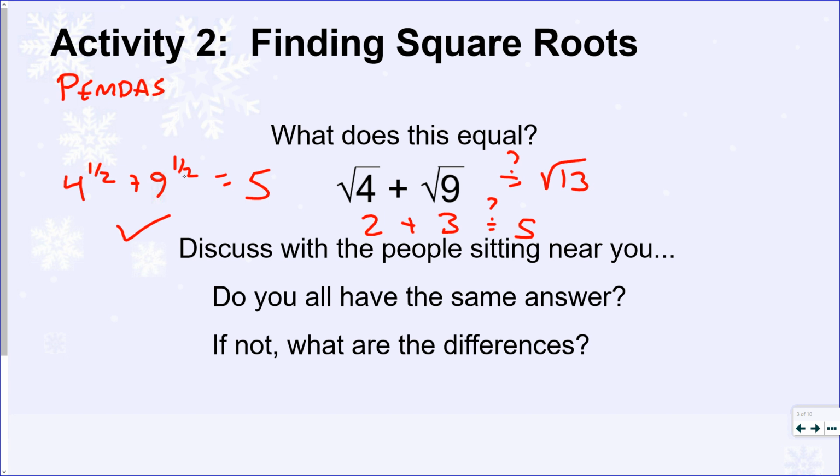Therefore, never ever add radicals, okay? Always simplify radicals before adding. Now you can multiply them. That turns out to be an okay operation to do. Like if we did root 4 times root 9, that would be root 36. And that's because with that, you can rearrange the order of the exponents.